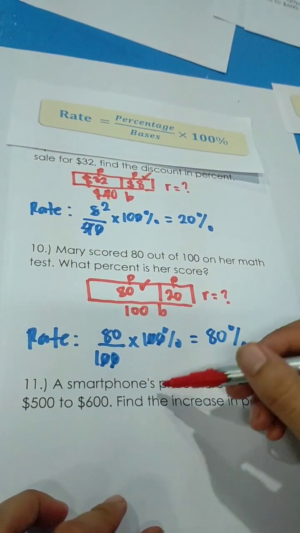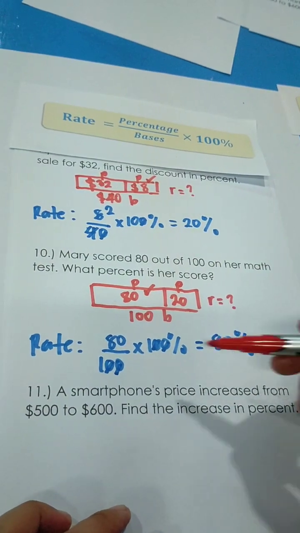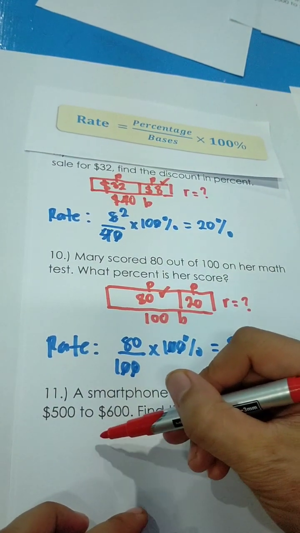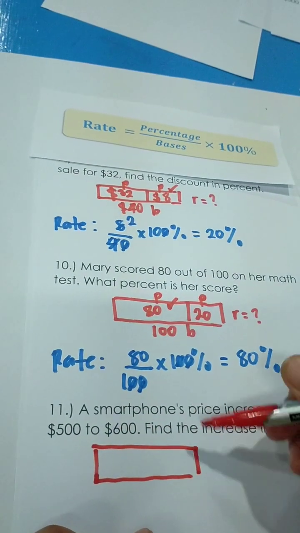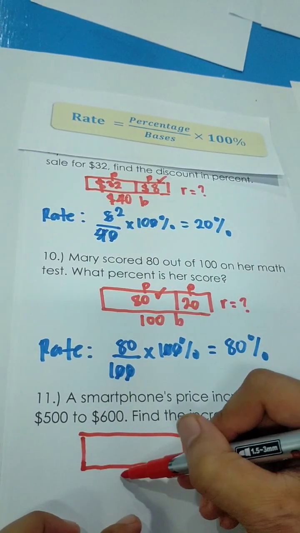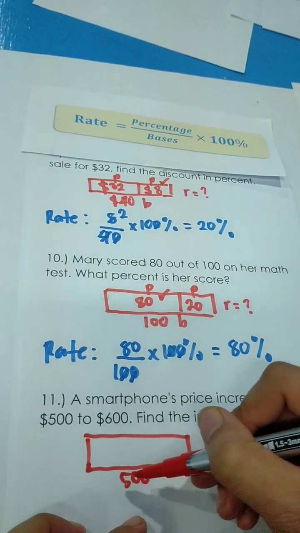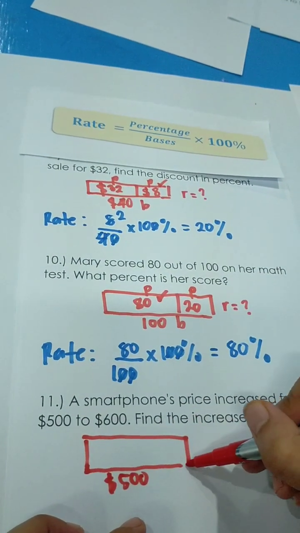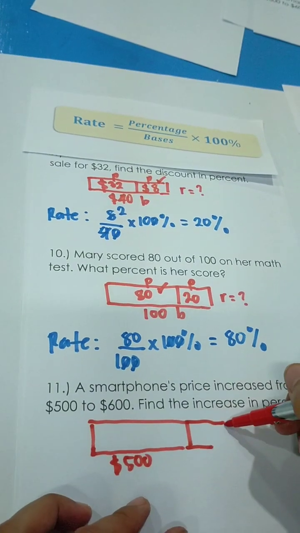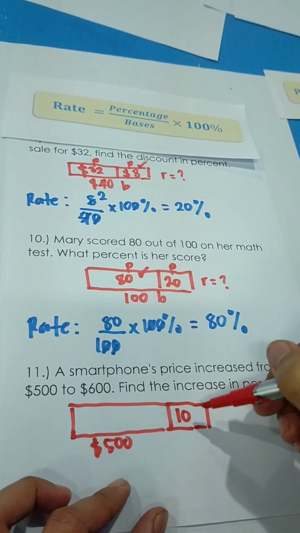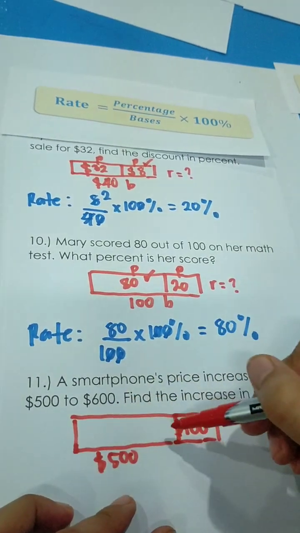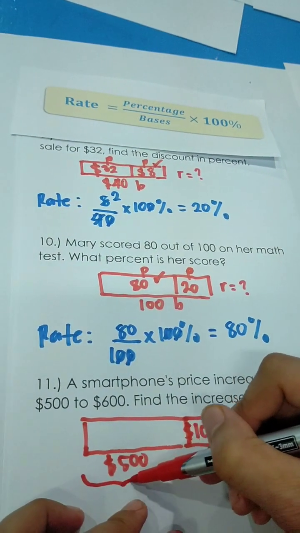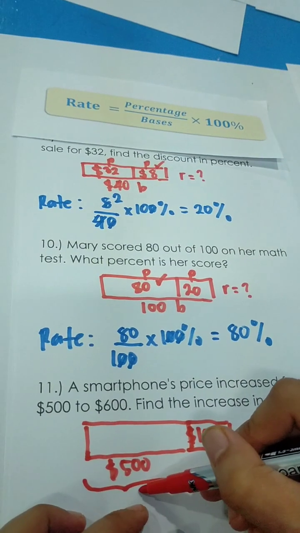Next one, smartphone's price increased from 500 to 600. So the original is $500. And it's increased by $100. So the total is $600.